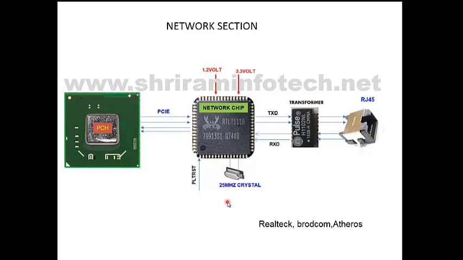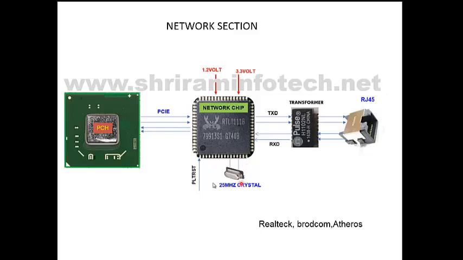On the network chip there will be one crystal. That crystal frequency is 25 MHz. So it is very easy to find on the motherboard. You will find a crystal over there, that is 25 MHz. So once you find this chip, then you have to check the VCC voltage. That is supposed to be 3.3 or 2.5, something like that. So you have to check all the voltages.